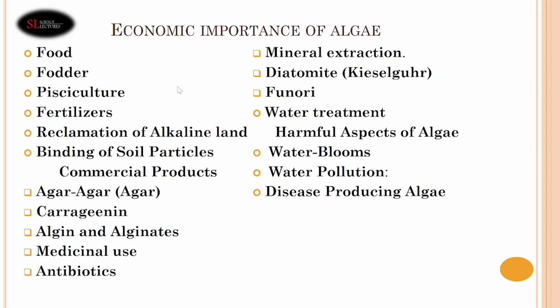Then still the laminarians produce mannitol. We shall look at mannitol later, and that mannitol is used in a lot of food and medicinal products, and they also use it to make inks, plastics, and mucilage, especially that is put in medicines.